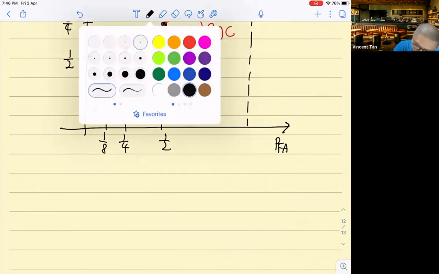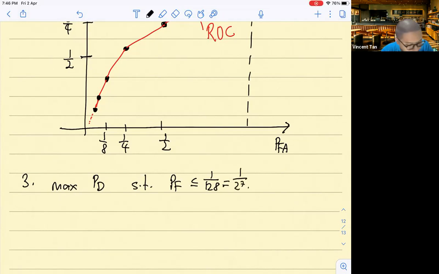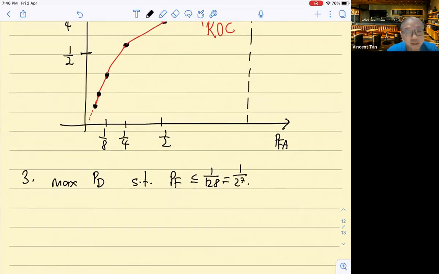Okay, so now my boss tells me, part 3. Find the maximum probability of detection, or the minimum probability of misdetection, subject to the probability of false alarm being less than or equal to 1/128. So this one you'll notice is 1/2 to the power of 7. Very nice, right? This is a nice number. All right. So this is the question. Your boss asks you to design a hypothesis test that achieves this false alarm rate of 1/2 to the power 7, but he or she wants the maximum PD.